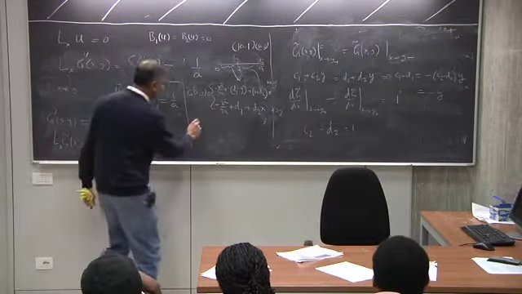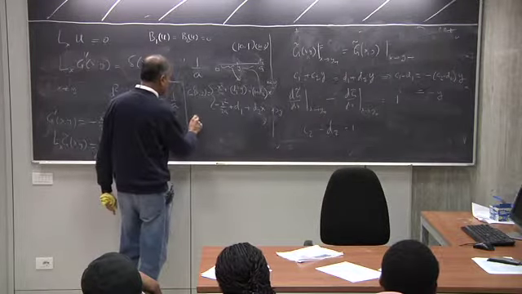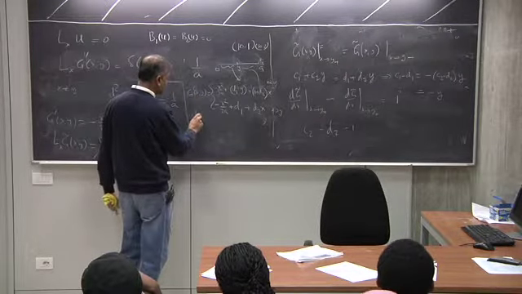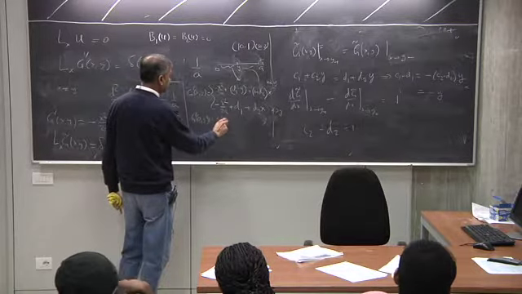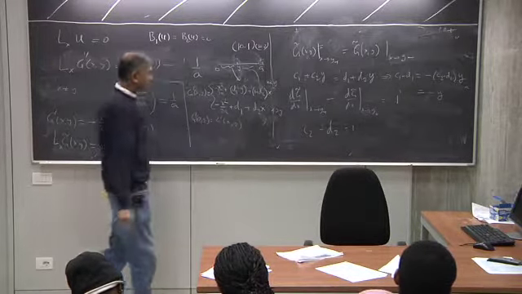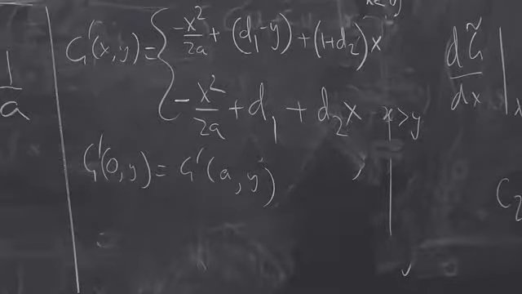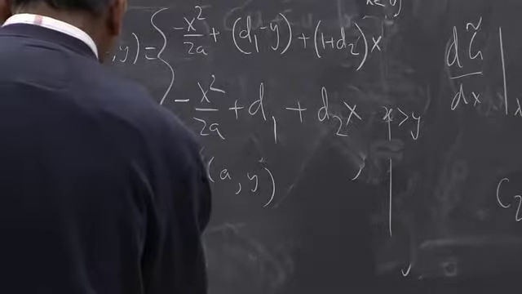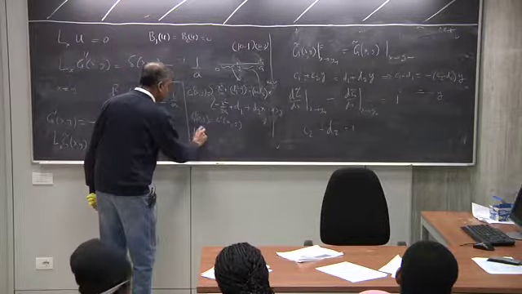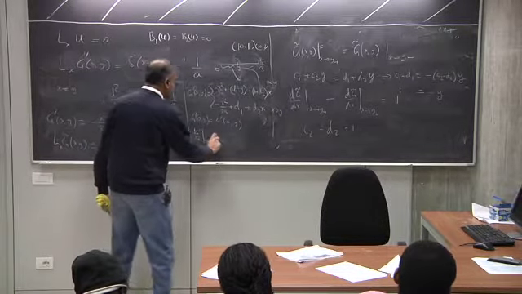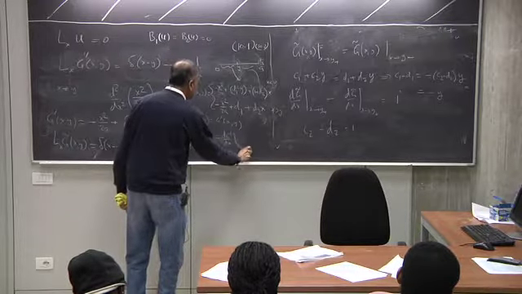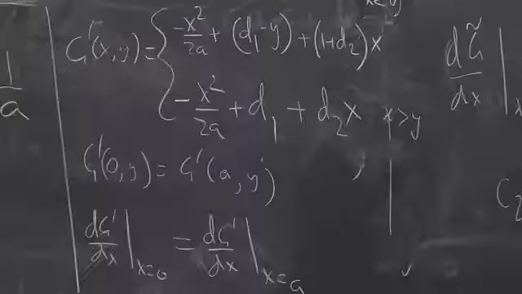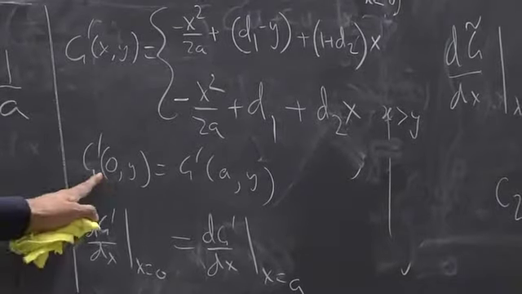Now let's look at the boundary condition. The first boundary condition was G prime at 0, y should be equal to G prime at a, y. Correct? That was the periodicity. And the second equation was the derivative dG prime over dx at x equal to 0 should be equal to dG prime over dx at x equal to a. These were the two conditions, right? So let's look at the first one.